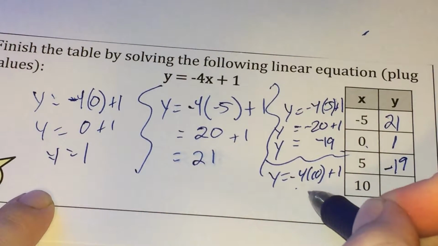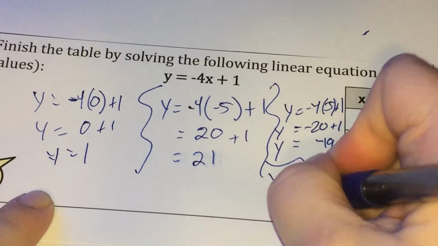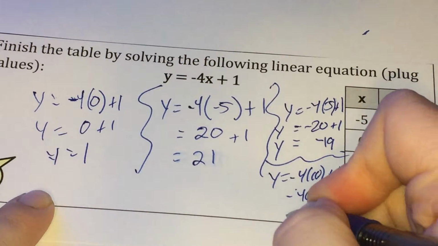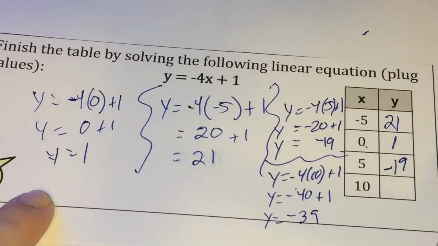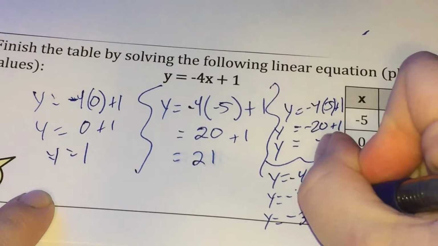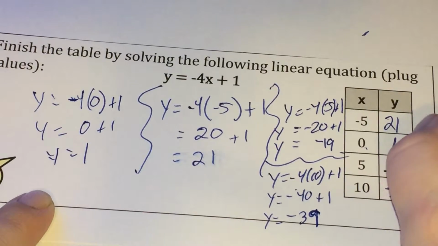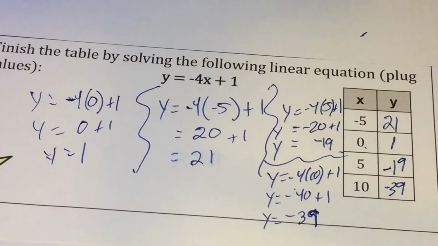Once again, plug it in your calculator. Negative 4 times 10 is negative 40, plus 1. Negative 40 plus 1 is negative 39. Y equals negative 39. And I'm sorry, my writing is so messy.